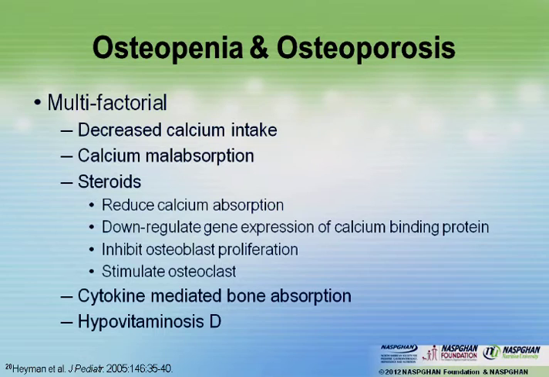So what's the etiology of the lower bone mineral density? Well, you can have decreased calcium intake. As you can imagine, you have calcium malabsorption. As usual therapy in the United States, steroids are going to lead to a reduction in calcium absorption. You may have stimulation of osteoclasts. You may inhibit osteoblasts and downregulate gene expression of calcium-binding proteins. Cytokines, like I mentioned before, may result in bone resorption, and also you can see lower vitamin D levels in these patients.